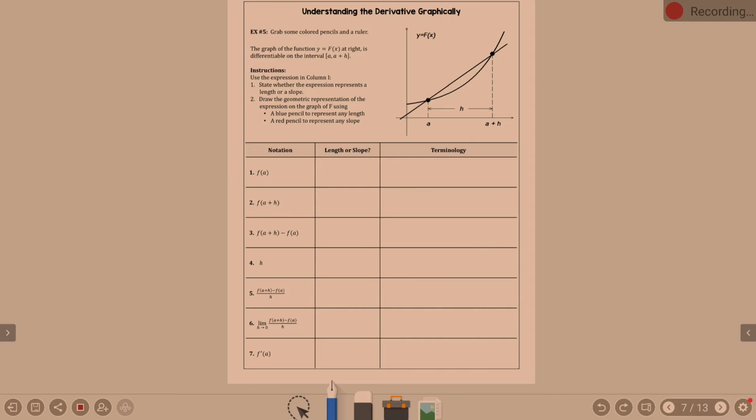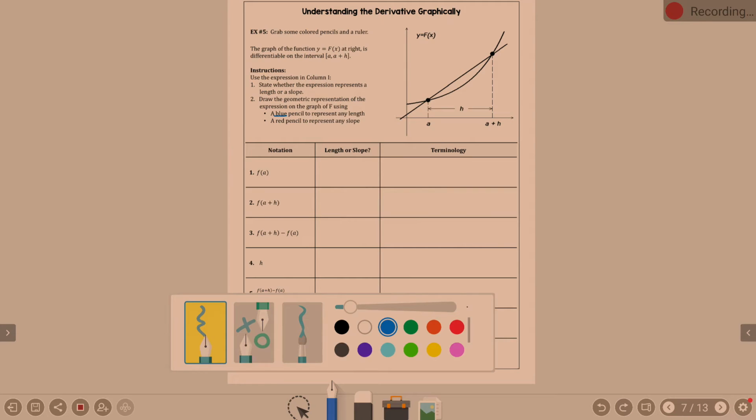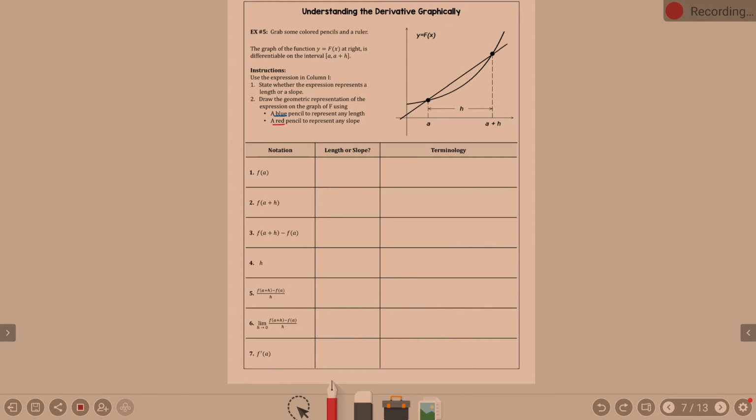Orange and pink are my favorite colors. All you have to do is, as blue for me represents length, change your color, right? Red represents slope. That's what it tells me to use. Or just do it all in pencil if you want. It's your call. It's not going to be the end of the world if you don't change colors up. I hate sharpening colored pencils.